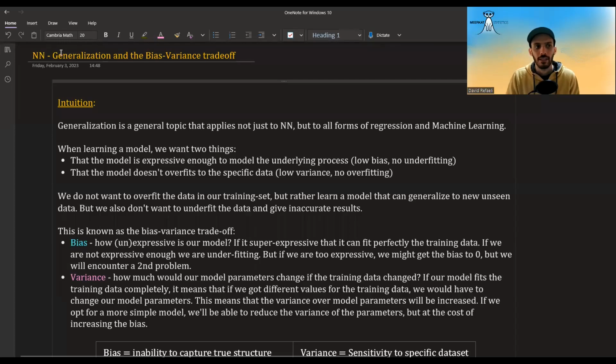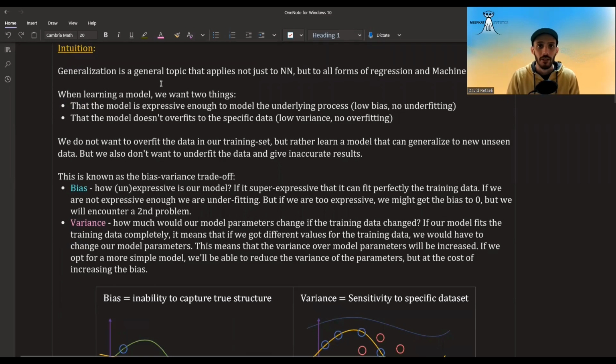Hi guys, in this video I'm going to talk about generalization and the bias-variance trade-off. Generalization is a general topic that applies not just to neural networks, but to all forms of regression, classification, and machine learning. What we want when learning a model is that, on the one hand, our model is expressive enough to actually model the underlying process. In that case, we say it has a low bias and it doesn't underfit.